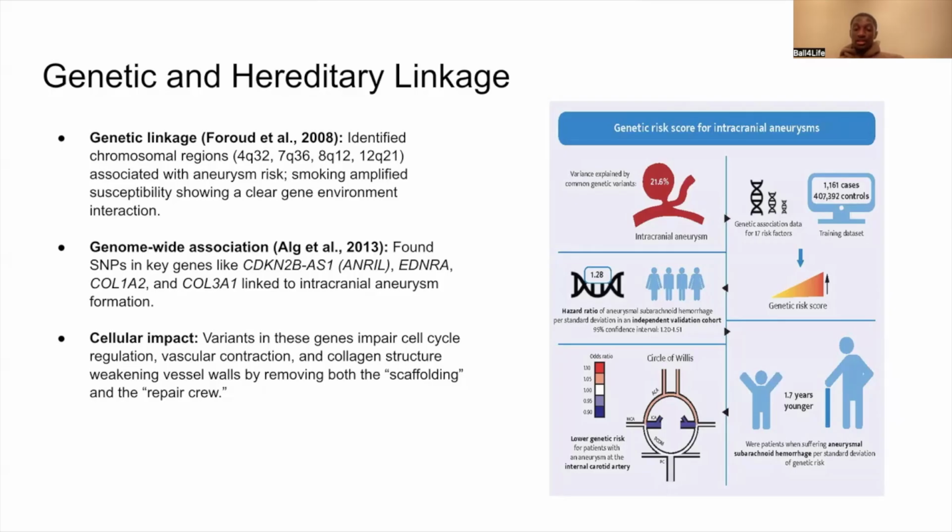Again, in 2013, another study expanded on this work through a meta-analysis of over 116,000 individuals, identifying specific single nucleotide polymorphisms. Mutations or variants in these genes disrupt the structural proteins and regulatory signals that maintain vessel wall integrity at the cellular level. It's like removing the scaffolding and the repair crew at the same time.